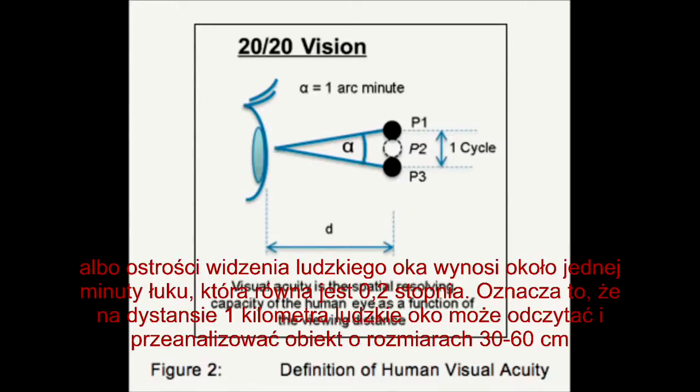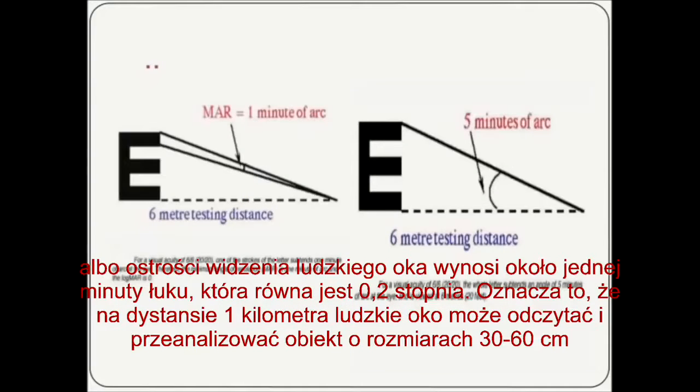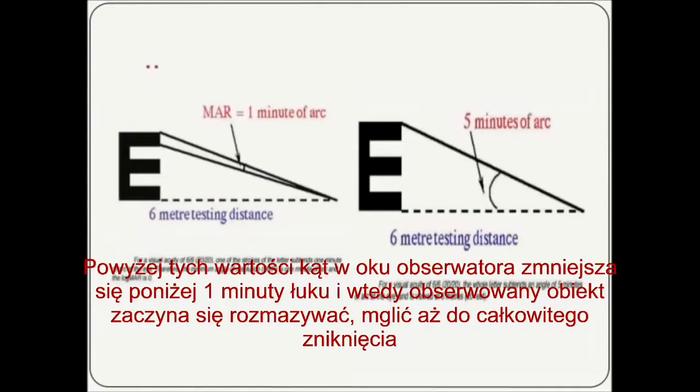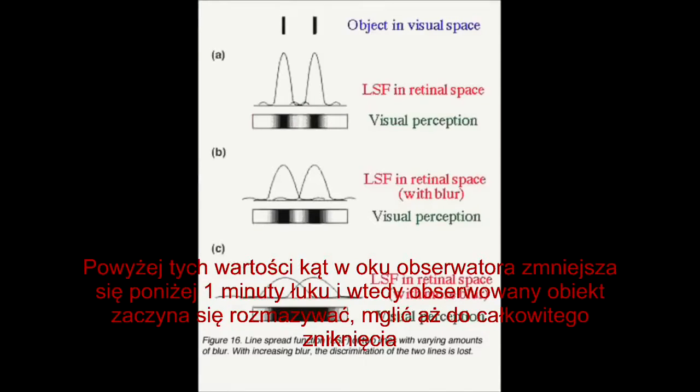This means that at a distance of 1 kilometer, the human eye can resolve an object that is about 30 to 60 centimeters in diameter. Beyond this, the angle formed in the observer's eye gets smaller than 1 arc minute, and the object will blur and then finally disappear altogether.